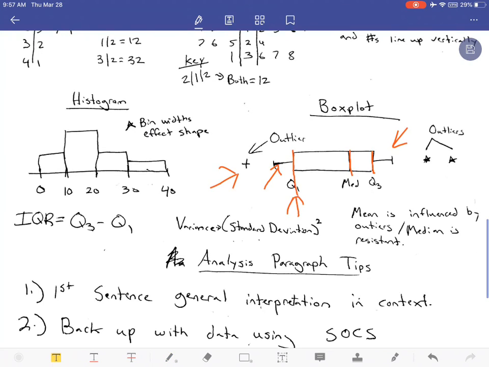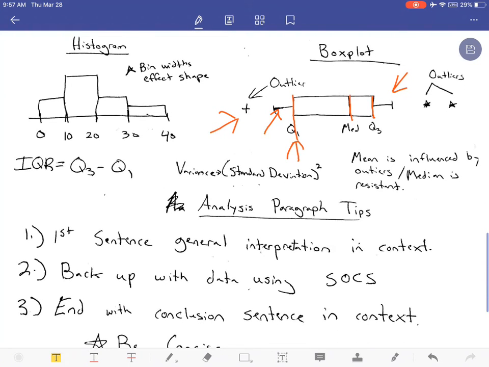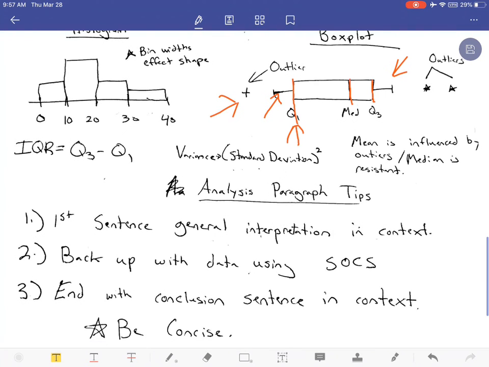All right, so some other formulas to know. Remember, interquartile range is Q3 minus Q1. The way that looks on the graph is the interquartile range is the width of the box. The variance is going to be your standard deviation squared. And then the mean, again, this is another thing I put here twice just because it's really important because they test it a lot. So the mean is influenced by outliers, and the median is resistant to that. Make sure that you make note of that.